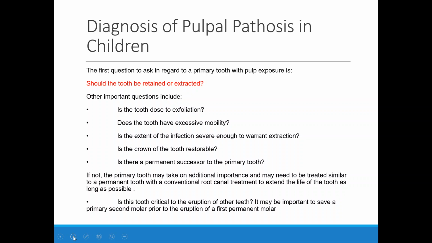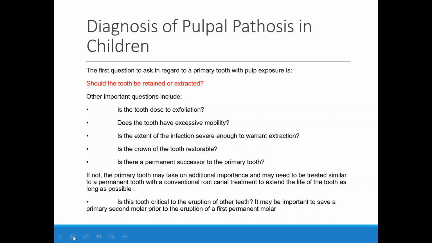Is there a permanent successor to the primary tooth? It's very important because if not, the primary tooth may take on additional importance and may need to be treated similar to a permanent tooth with conventional root canal treatment to extend the life of the tooth as long as possible, because this patient will be without this tooth for the whole life.